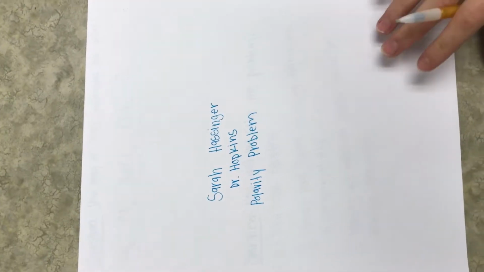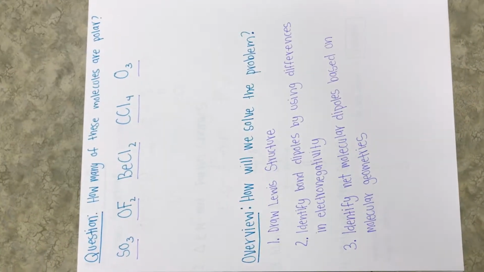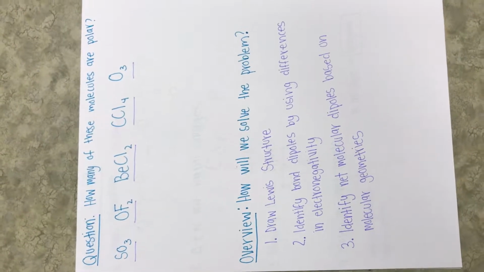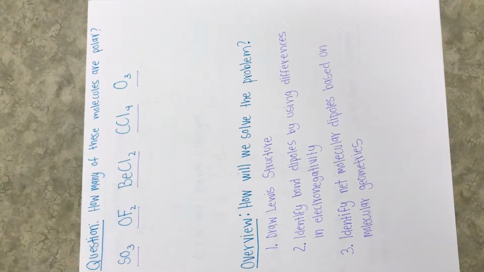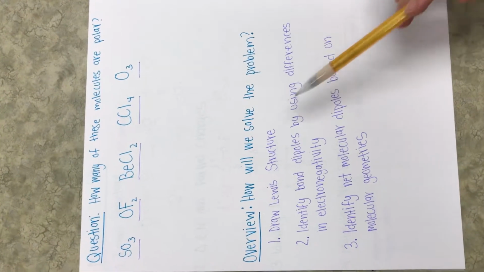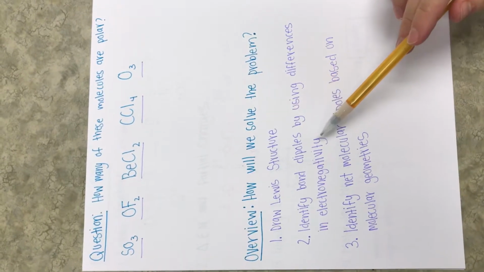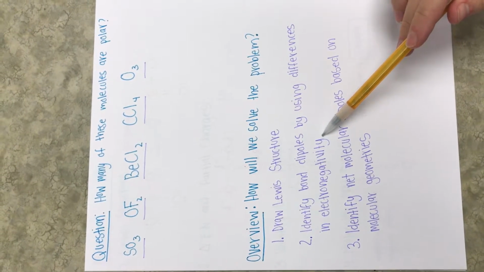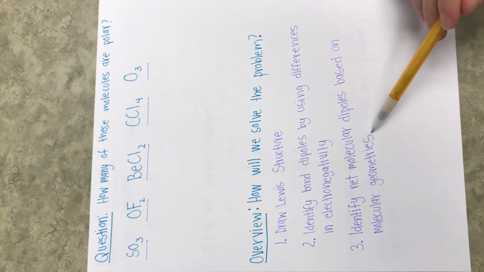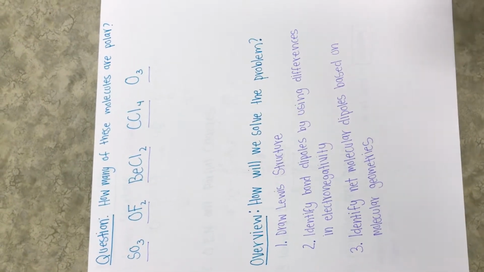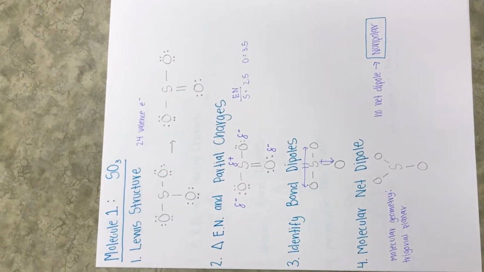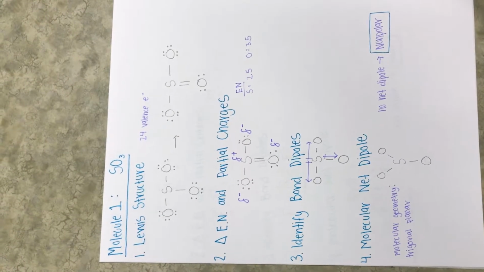This is how you solve a polarity problem. The question we are being asked is how many of these molecules are polar. There are three basic steps we will use to solve the problem. Draw the Lewis structures, identify bond dipoles by using differences in electronegativity, and identify net molecular dipoles based on molecular geometries. Let's begin to solve the problem for each molecule one by one.